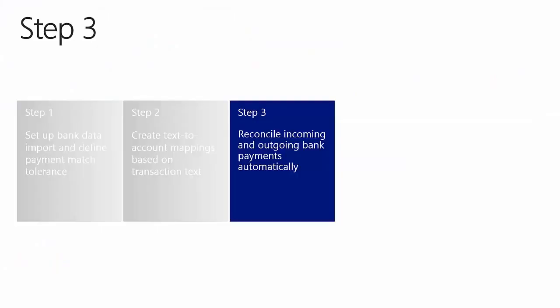The third step is to learn how to reconcile incoming and outgoing bank payments automatically. For this process, you can take advantage of the new functionalities we learned before, such as text-to-account mapping rules and the automatic application. You will also learn how to review and manually adjust the automatic payment applications proposed by the system. Let's follow a little demo in Microsoft Dynamics NAV 2015.